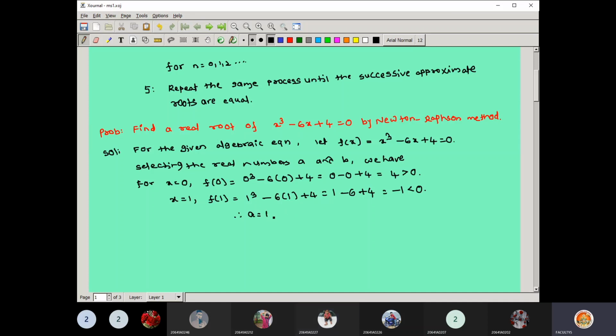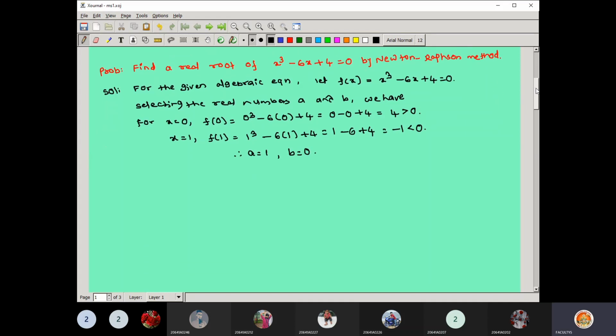So negative means at x equal to 1 only. Similarly, b, you should take that value where you are getting positive. So b equal to 0. So at last we calculated your a and b values. Using those two values, now you calculate the initial solution.